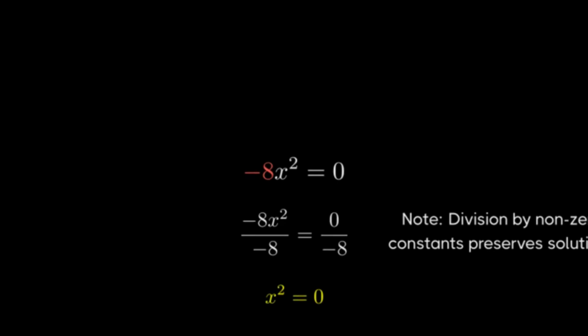This clean form makes it much easier to determine what value of x will make this equation true. This algebraic technique of dividing both sides by a coefficient is essential when solving equations. We've transformed negative 8x squared equals 0 into the simpler form x squared equals 0, keeping the same solution throughout the process. In our previous work, we simplified our quadratic equation to x squared equals 0. Let's now solve for the value of x.